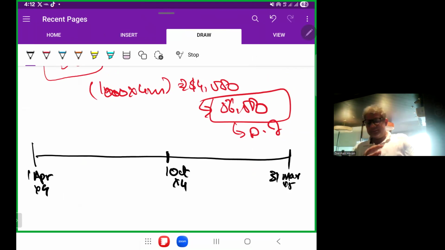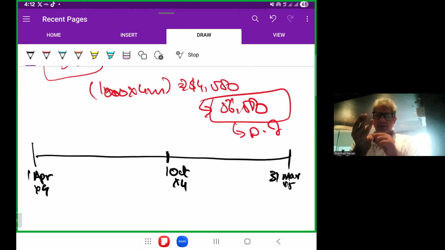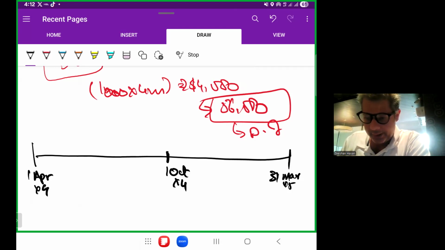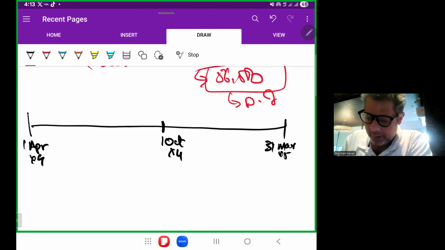Here, the year starts on 1st April, right? They acquired the new building on 1st October. So October, November, December, January, February, and March. That means 6 months. So 6 months depreciation is required on the building structure and air conditioning system. And remember, the land is not depreciated, right?